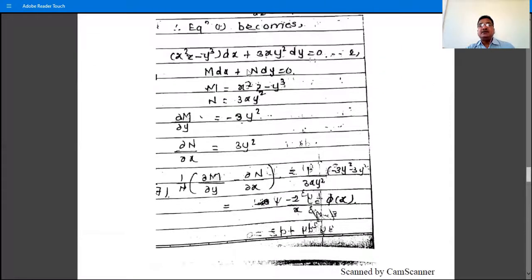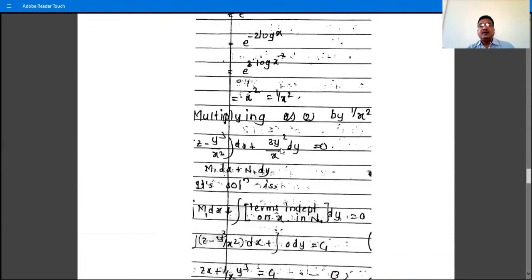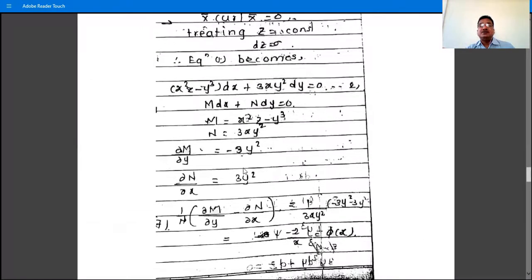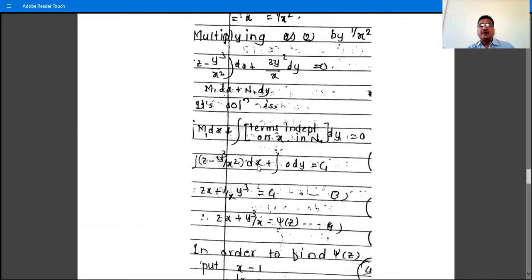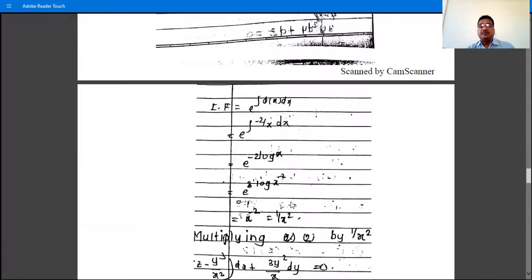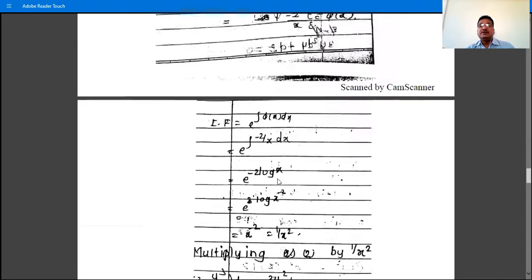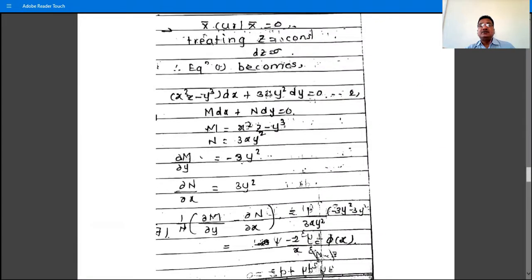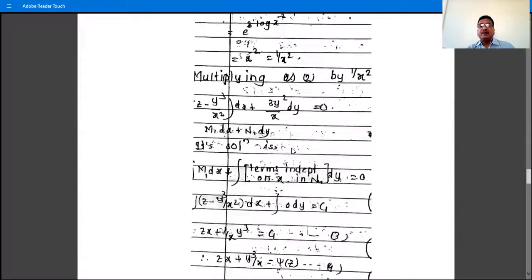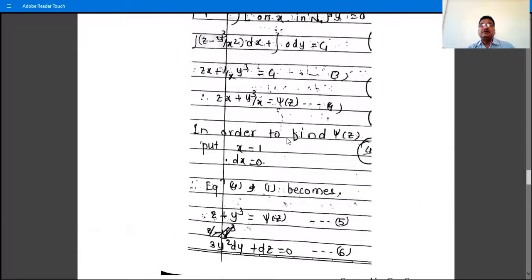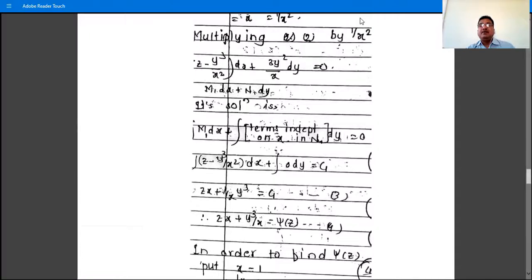So multiplying this equation number 2 by 1/x², we have (z/x² − y³/x⁴) dx + 3y²/x³ dy. By multiplying by 1/x², it is now an exact differential equation, and we have to find its solution.